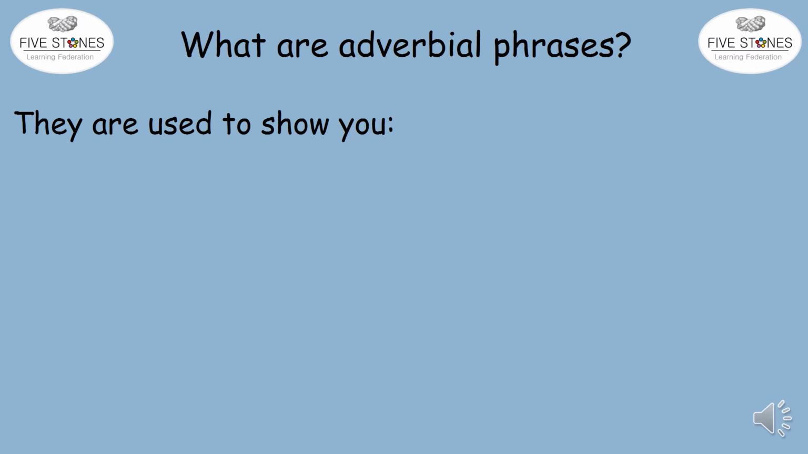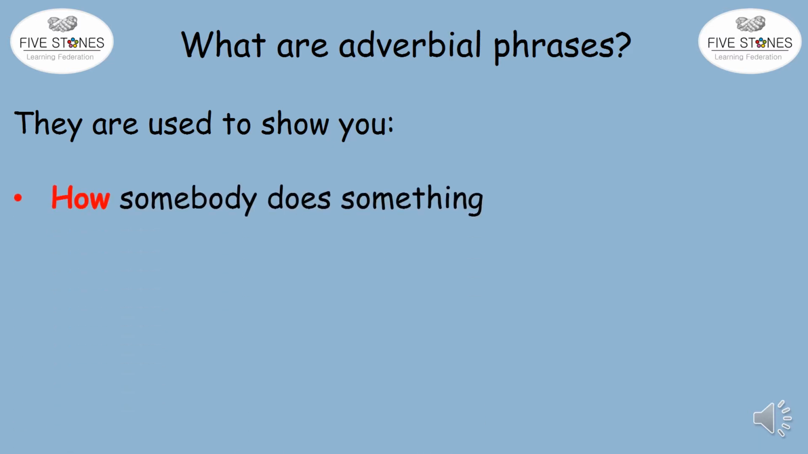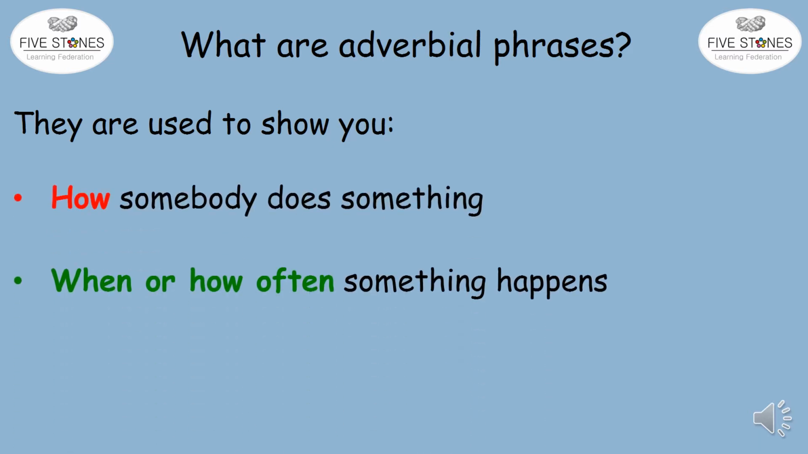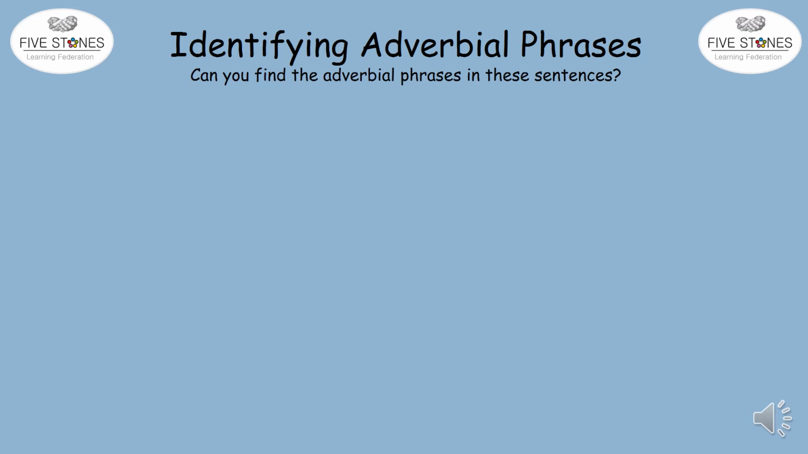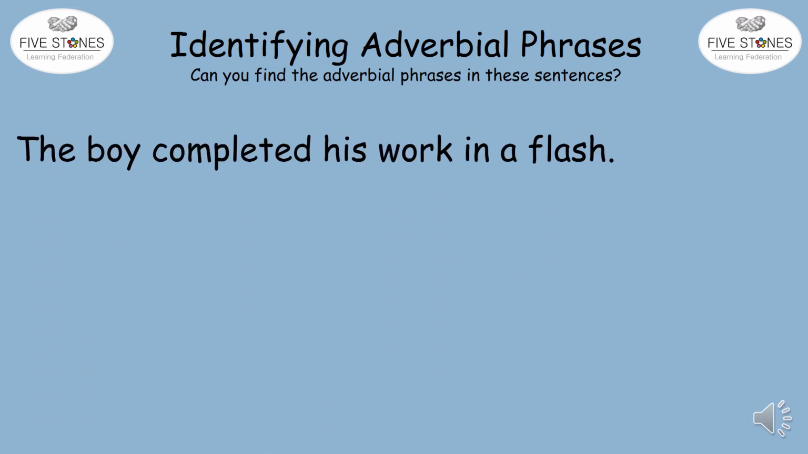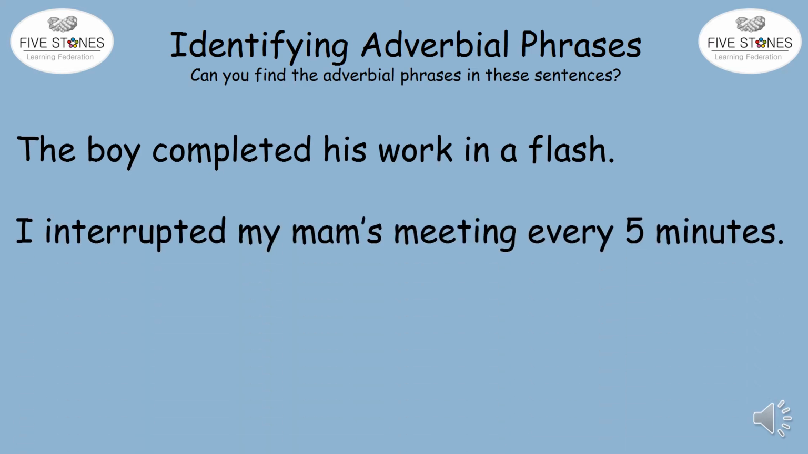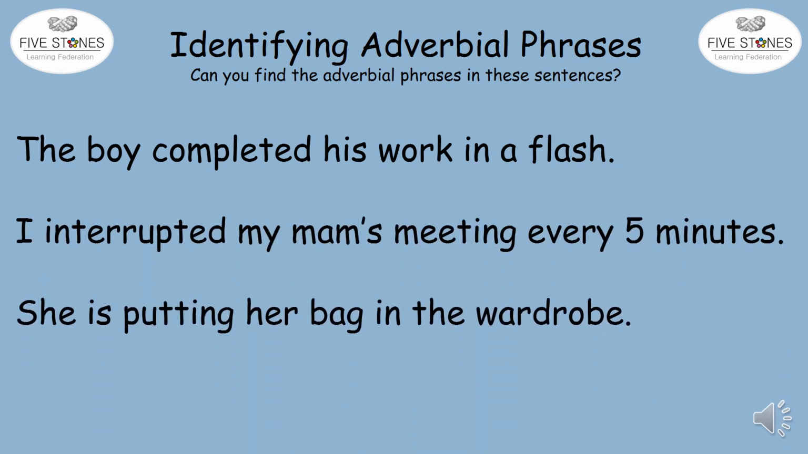They are a part of a sentence that show you how somebody does something, when or how often something happens, or where something happens. So let's see whether you can identify some in a sentence. I'm going to give you 3 sentences and let's see whether we can identify them. The boy completed his work in a flash. I interrupted my mum's meeting every 5 minutes. And she was putting her bag in the wardrobe.